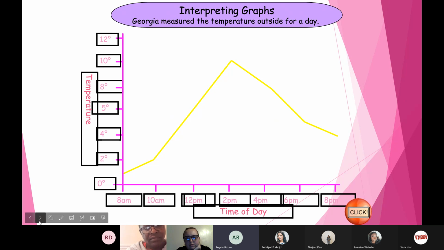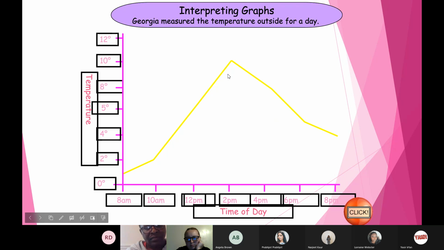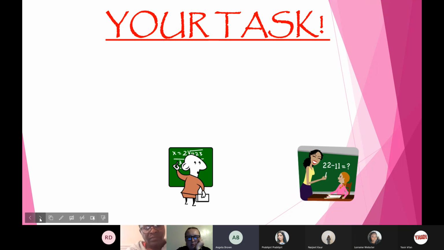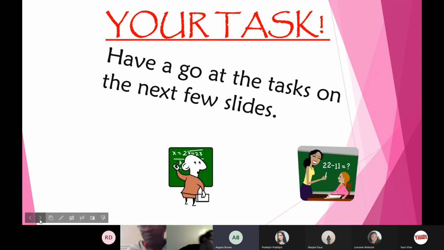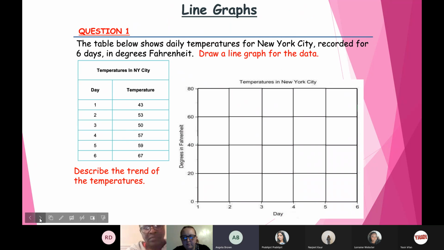And that's another one, looking at how the temperature changes over time in Georgia. So there are different ways of drawing your line graph and how you present the data. So finally, just for you to get the idea, have a go at the task on the next slide.